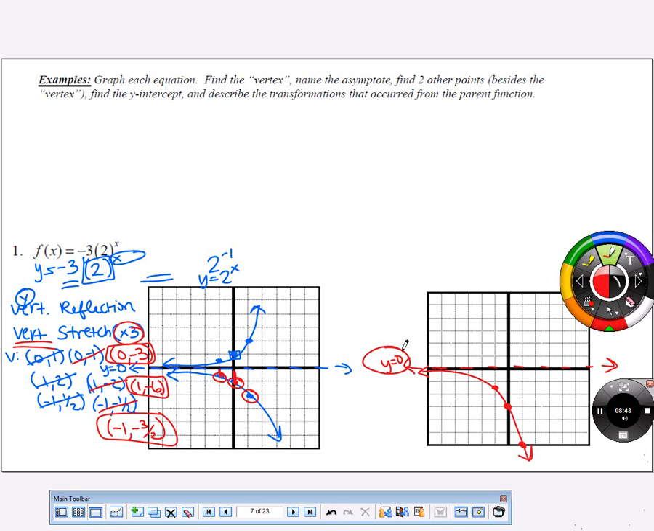Did we find the y-intercept? No. So we do need to write that. So what is the y-intercept of this graph? Yeah, so on the y-axis, we can see it's this point right here that ended up at (0, -3). Okay.